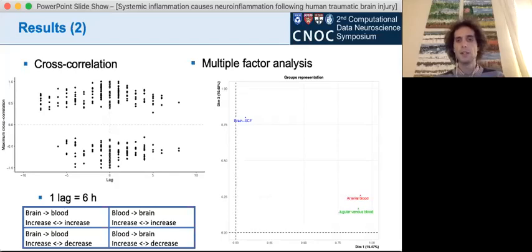Multiple factor analysis can be seen as a grouped principal component analysis. Here, we can observe that arterial and jugular venous blood hold similar information content, thus monitoring the blood compartment closer to the brain does not provide any significantly different information in regards to cytokine levels. However, the information content from the brain extracellular fluid cytokines is distinctly different.